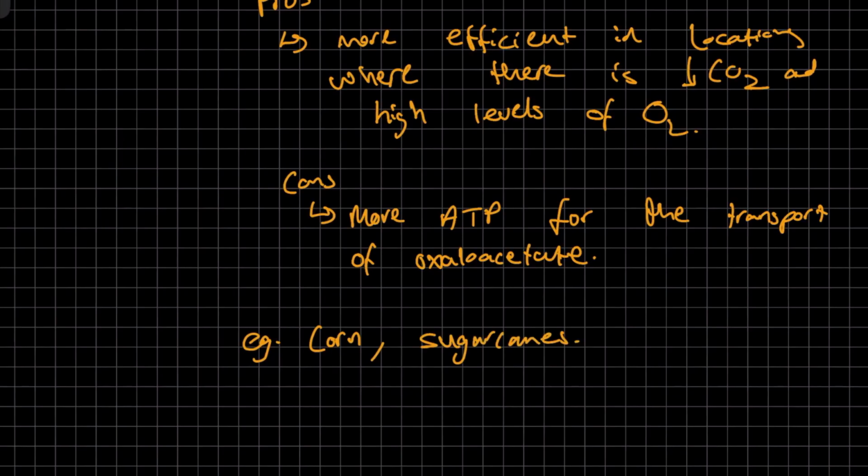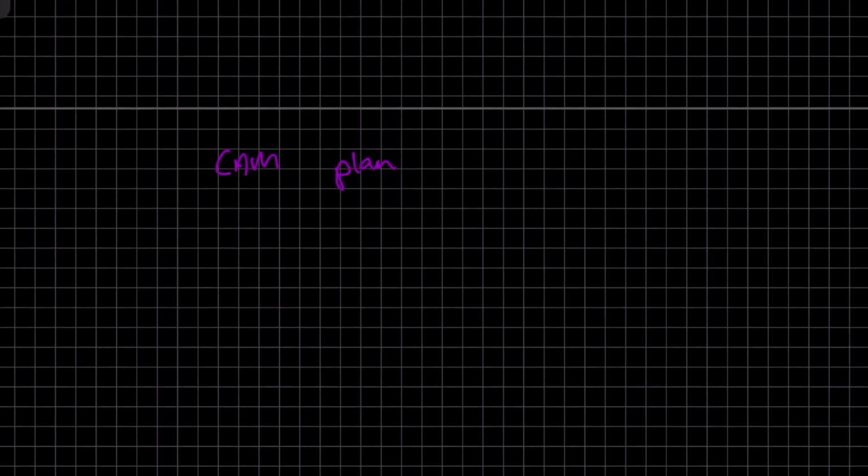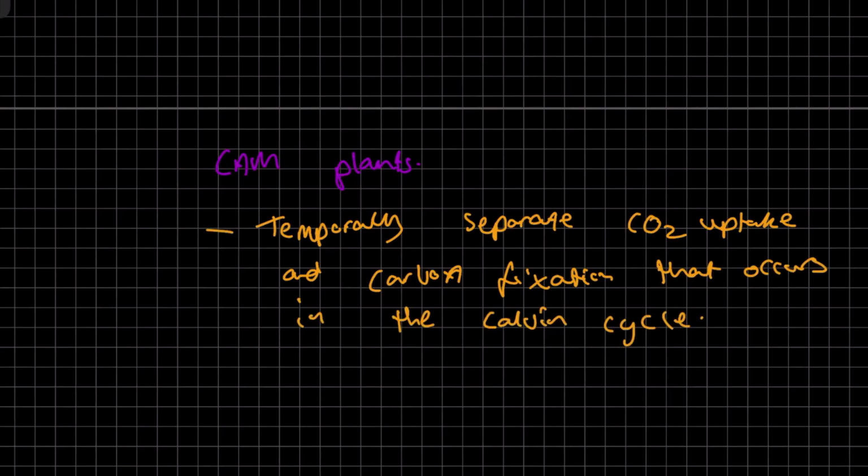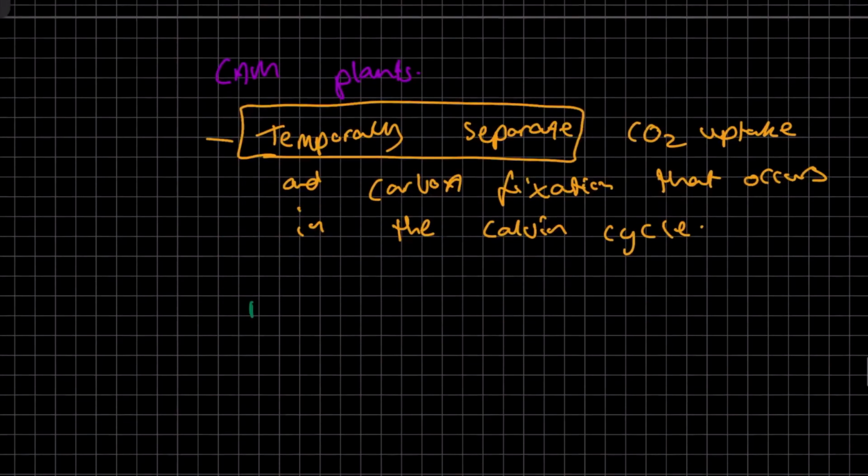Okay, now last but not least, our CAM plants have evolved to survive in very, very hot climates. What these plants do is they temporarily separate the carbon dioxide uptake, so the first carbon dioxide fixation, and the carbon fixation that occurs in the Calvin cycle. Temporarily separating, for those who don't know, just means that we're separating these two processes in time. So this means that at nighttime, when the temperature is low, these plants have evolved to survive in very hot climates.